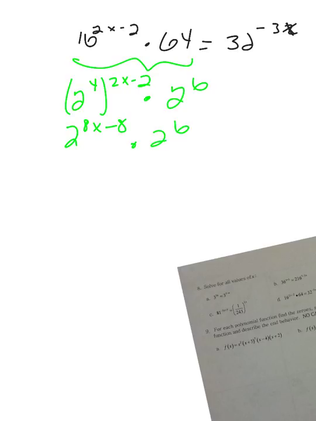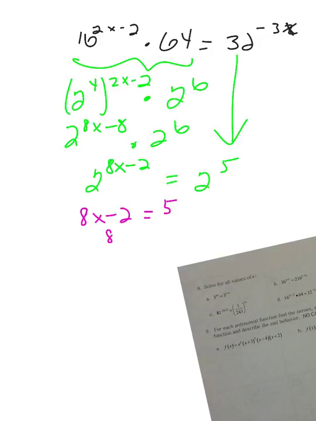Same bases, add the exponents. Remember, when you multiply same bases, you don't multiply the bases. It's not 4. The base stays the same. So it's 2 to the 8x minus 2. 32 is 2 to the 5th power. So I have 8x minus 2 equals 5. 8x equals 7. x is equal to 7/8.